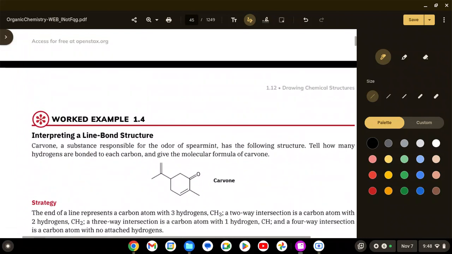Interpreting a line-bond structure. Carvone, a substance responsible for the odor of spearmint, has the following structure. Tell how many hydrogens are bonded to each carbon and give the molecular formula of carvone.